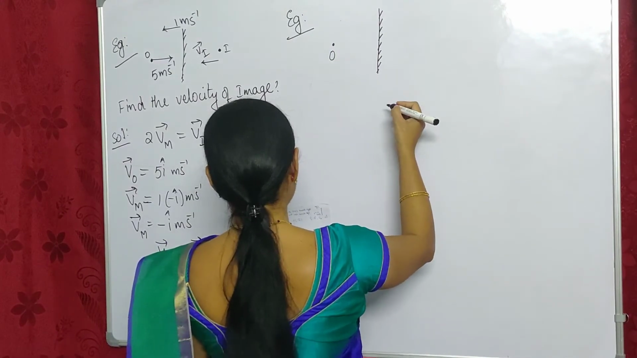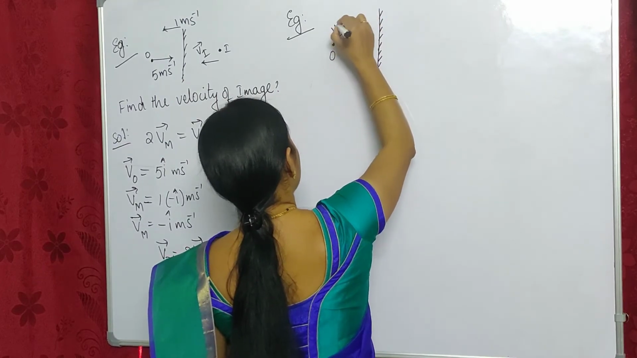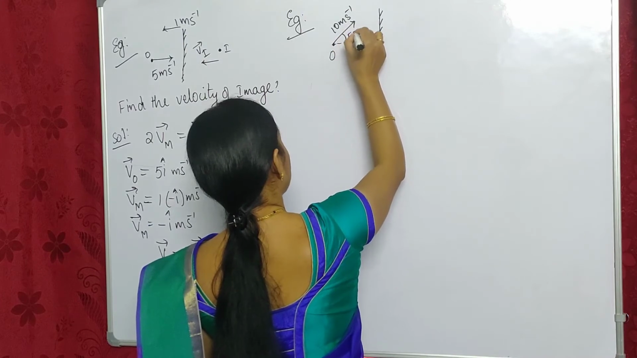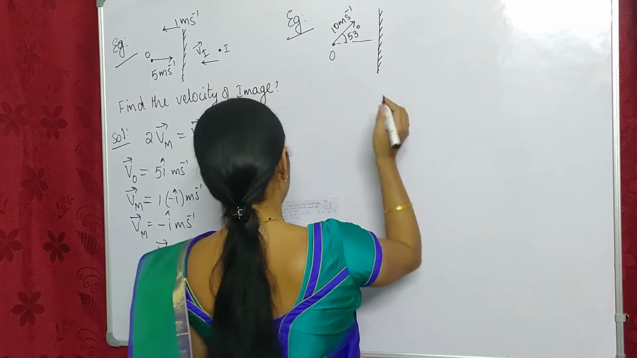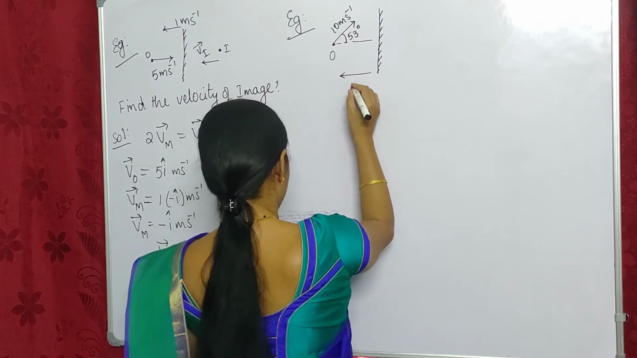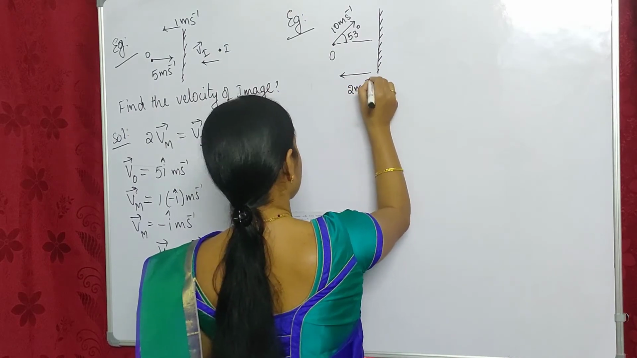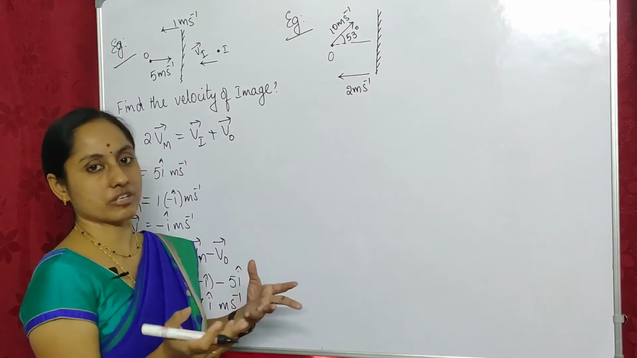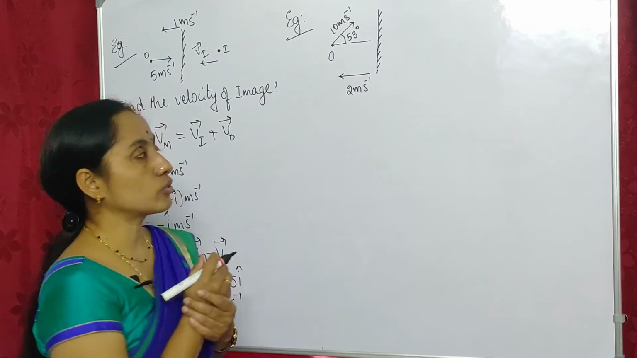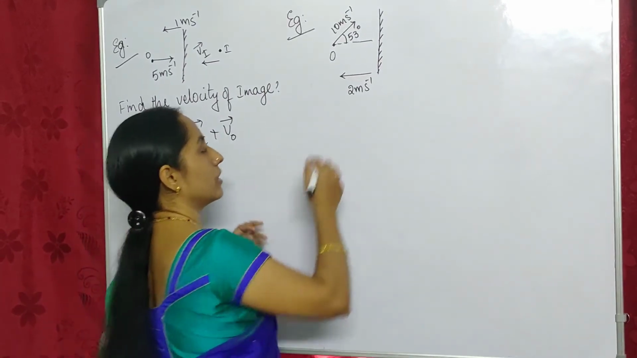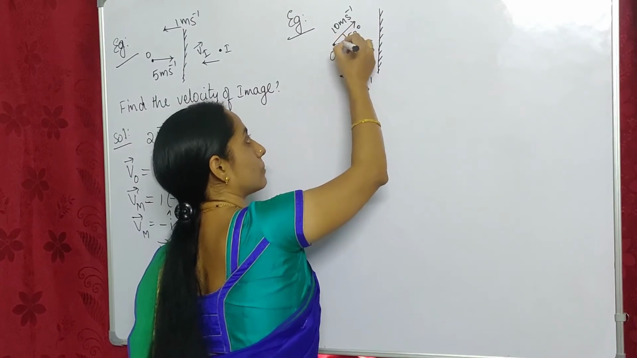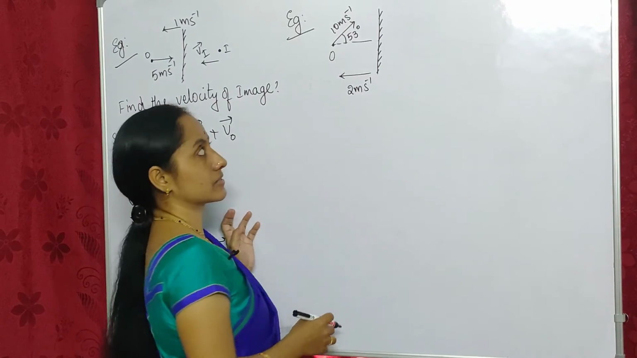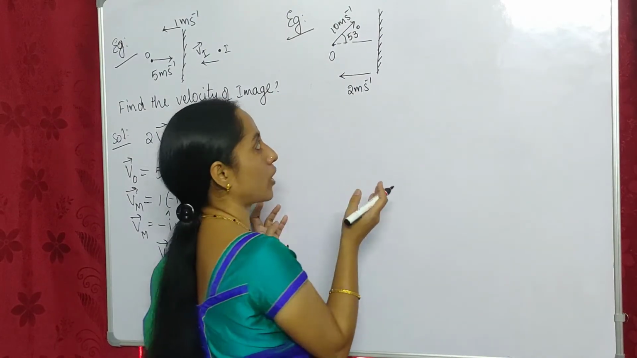Okay, so this is the object. Now, the object is moving with 10 meter per second velocity by making an angle 53 degrees with the horizontal. Now, the mirror is also moving with a velocity 2 meter per second. Now the question is find the velocity of the image. Same question. How to solve? Here, if you observe, the object is neither moving along the perpendicular distance nor along the parallel side of the mirror.